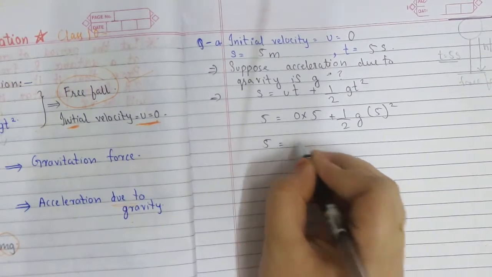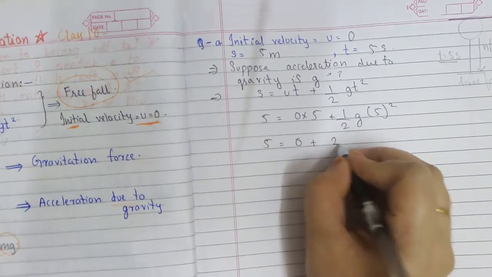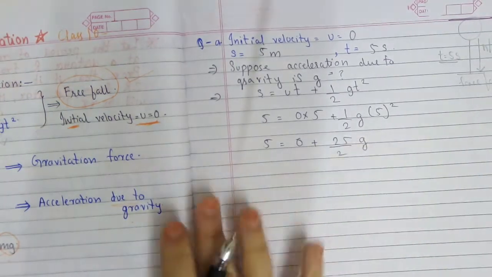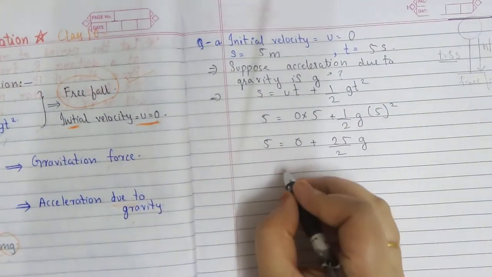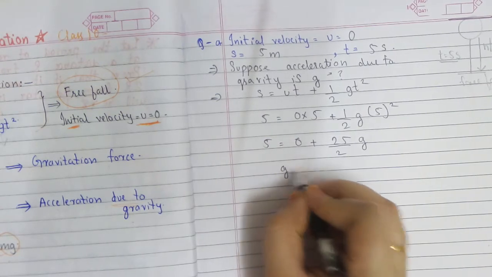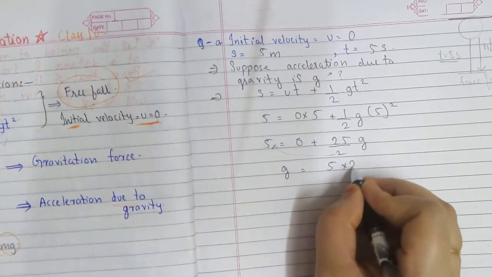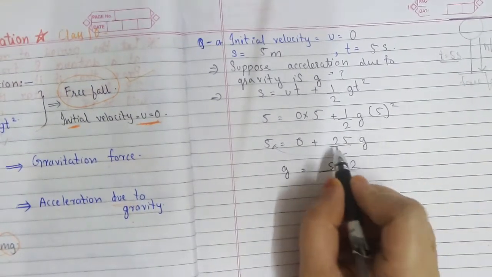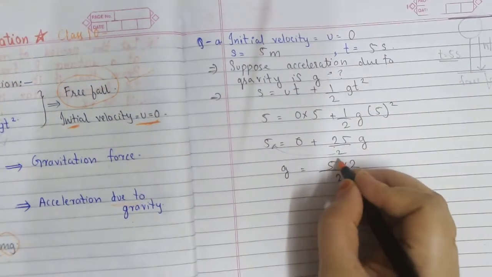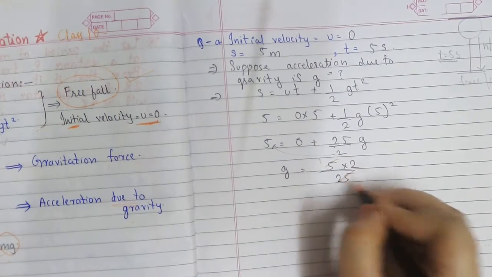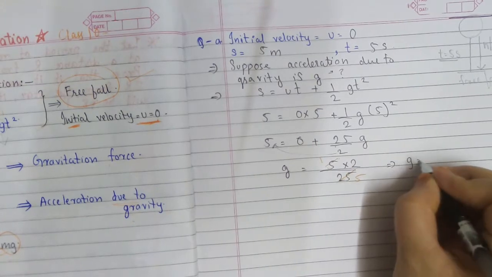Now it will be 5 is equal to 0 plus 5 square, which is 25 upon 2 g. Now what we will do, we will keep the g on one side and all the numerical values on the other side. So g is equal to 5, this 2 will go here, 5 multiplied by 2 upon 25 in the denominator. Now let's cancel it, divide it. 5 ones are 5, 5 fives are 25. So here g is equal to 2 upon 5.